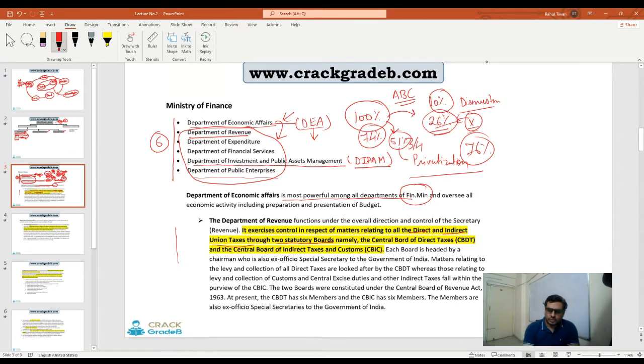There are a few terms which are used. One is executive body. Next is statutory body. Third is constitutional body. So if a question is being asked, RBI is an executive body, statutory body, constitutional body, or none of the above, then what should be the answer?